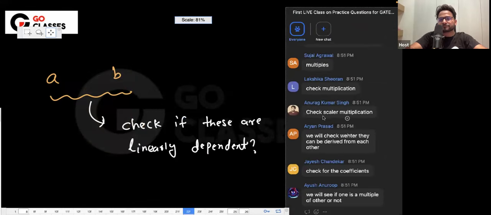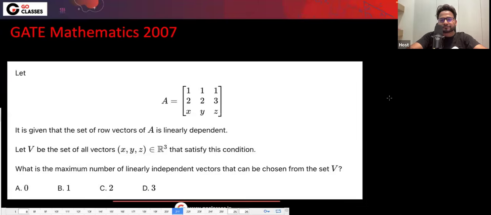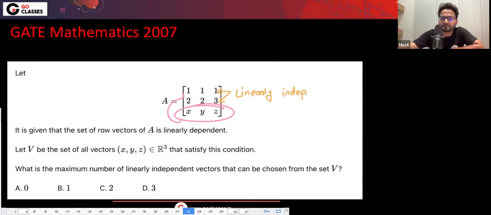Now suppose we have to check whether these first two rows are linearly dependent or not. You can easily see that they are linearly independent rows. Let's see what this question is asking. It is given that these rows are linearly dependent. If these rows are linearly dependent, then what does this mean? Since these two are linearly independent, this must be depending on these two, right? Which means, I'm writing in the column form, which is fine, this must be dependent.